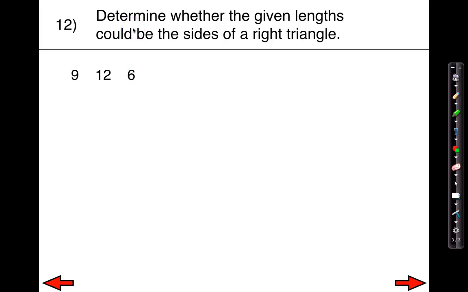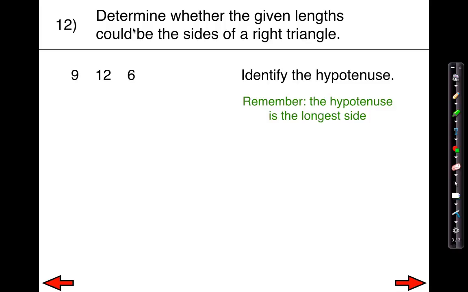Okay, so now let's take a look at this example here. It says determine whether the given lengths could be the sides of a right triangle. So once again, you're first going to identify which one's a hypotenuse. Again, that's the longest side if it was a right triangle. So in this case, I would say if it is, it's going to be 12.